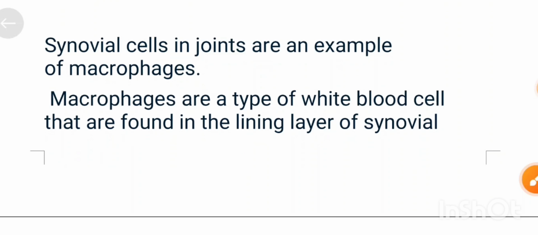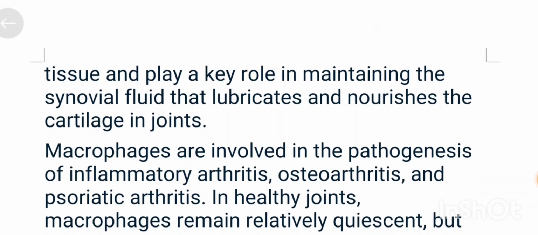Synovial cells in joints are an example of macrophages. Macrophages are a type of white blood cells that are found in the lining layer of synovial tissue and play a key role in maintaining the synovial fluid that lubricates and nourishes the cartilage in joints.